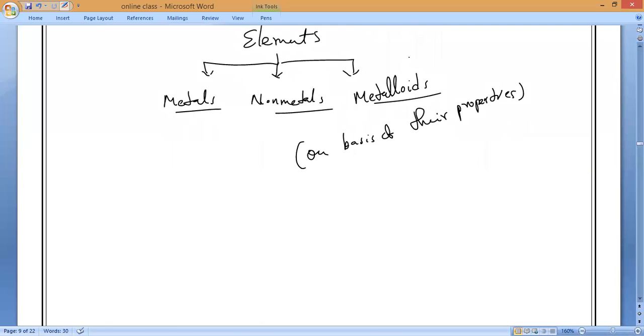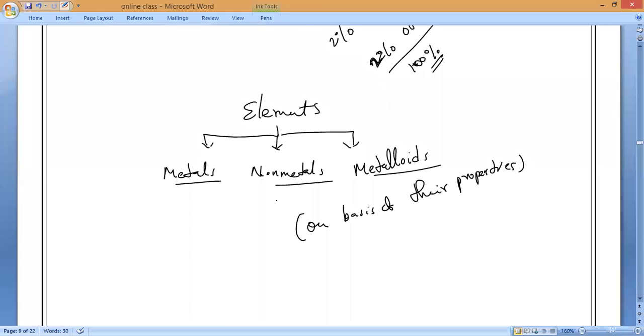So this is all about the elements. In the next class, we will study the properties of metals, the properties of non-metals, and the properties of metalloids one by one very clearly. So till here, you learned whatever we studied. I hope you all understand. Any doubt, anybody, please ask me. From here, tomorrow we'll start with metals and the properties of metals.